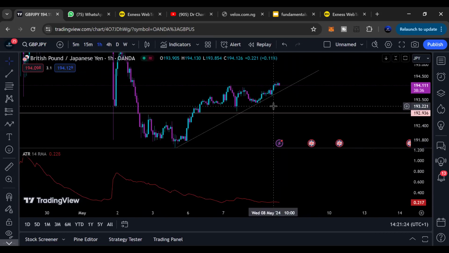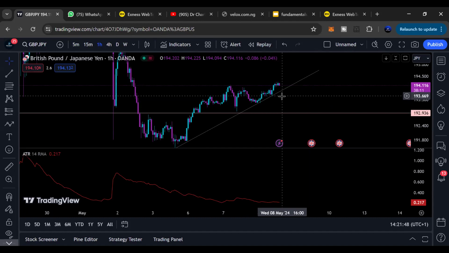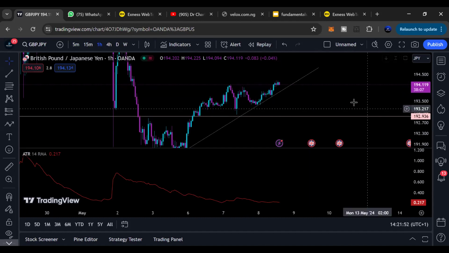So what is the value here? We have the value as 193.644. You deduct the ATR value, minus 0.217. That would give you what? 193.427. So exactly that is where you're going to place your stop loss. Okay, that is where you're going to place your stop loss.